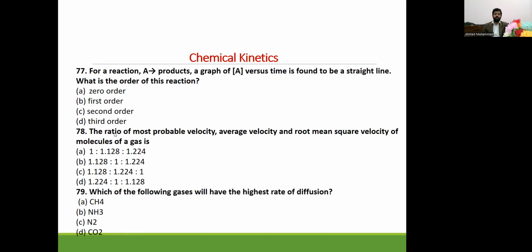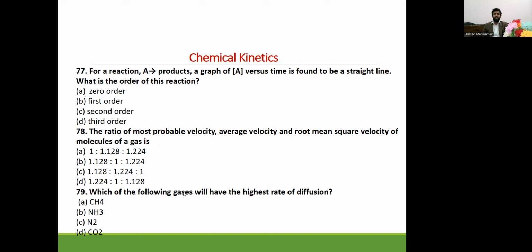The ratio of most probable velocity, average velocity and root mean square velocity of a molecule of a gas is: 1 ratio 1.128 ratio 1.224. Second option is 1.128 ratio 1 ratio 1.224. Third option is 1.128 ratio 1.224 ratio 1. Option D is 1.224 ratio 1 ratio 1.128. So the right option is A, 1 ratio 1.128 ratio 1.224. That is option number A.